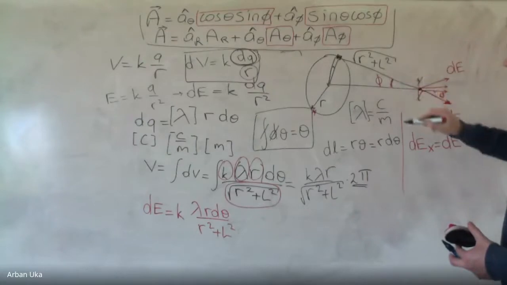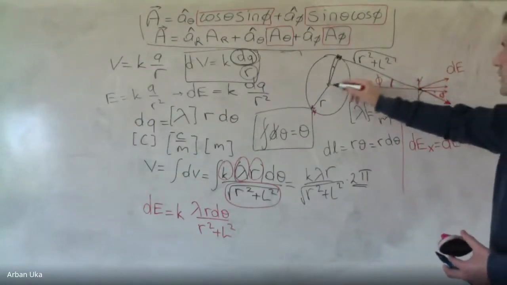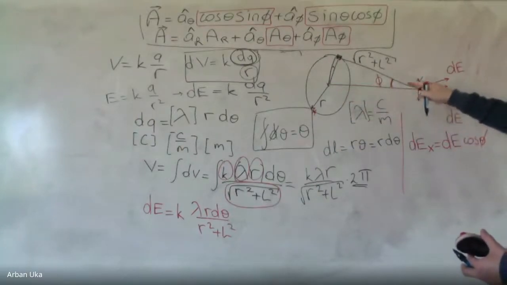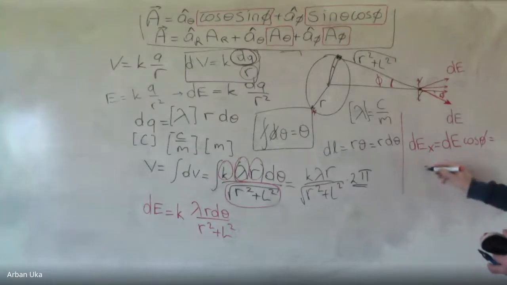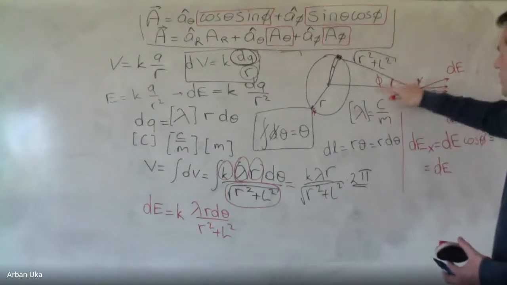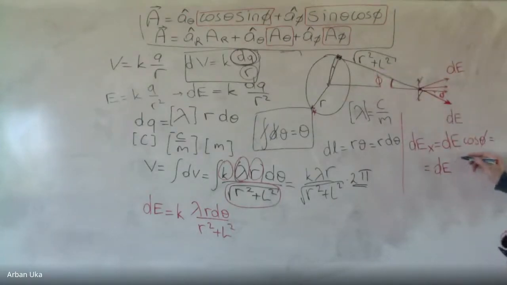Cosine of phi, but what is it equal to? The cosine of phi is equal to the adjacent side divided by the hypotenuse. So this is equal to dE times, for the cosine, the adjacent side L over the hypotenuse, which is the square root of R squared plus L squared.